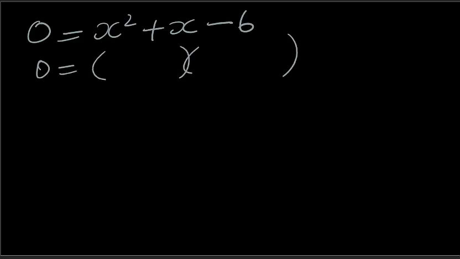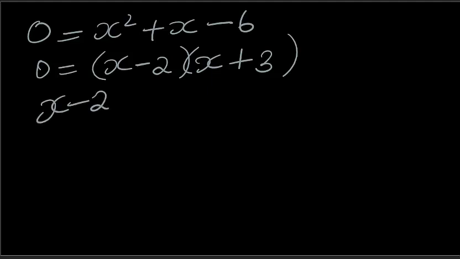X squared plus x minus 6 is equal to 0. Or, wait, our 0 is on the other side. It really doesn't matter, but it's okay. So 0 is equal to 2 brackets. And we've got x and x, and our factors of 6 is 1 and 6, 2 and 3. We're going to use 2 and 3. Because we have 1 plus 1, we're going to say plus 3 minus 2 equals plus 1.